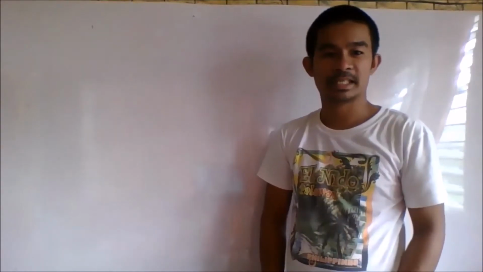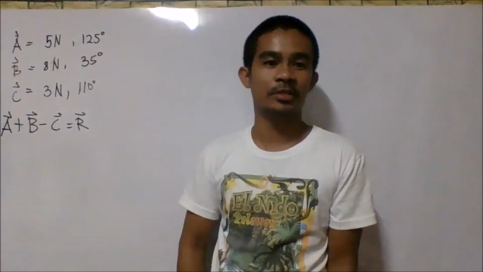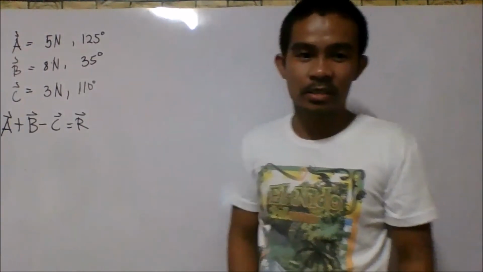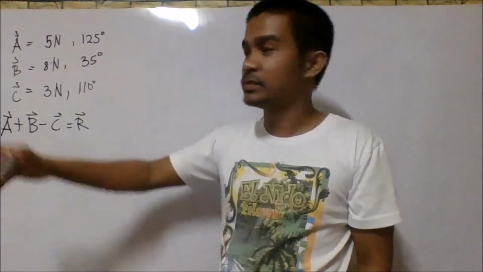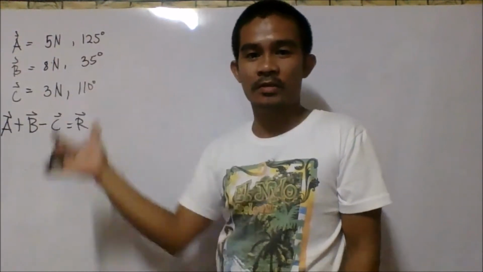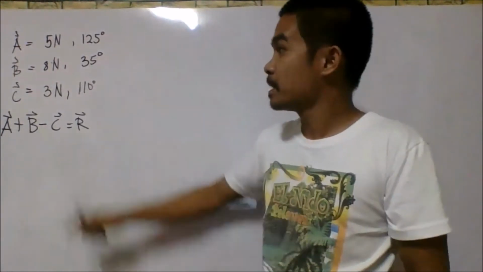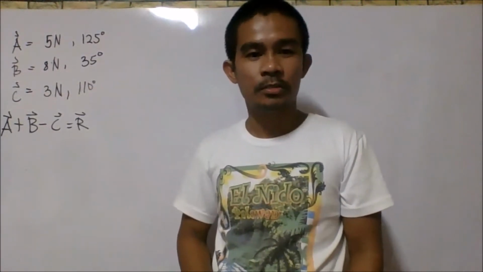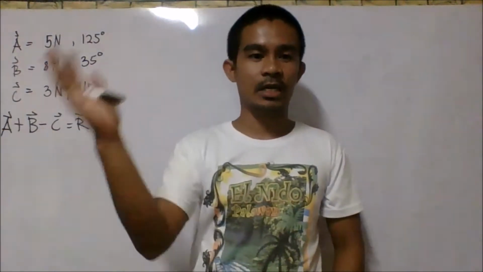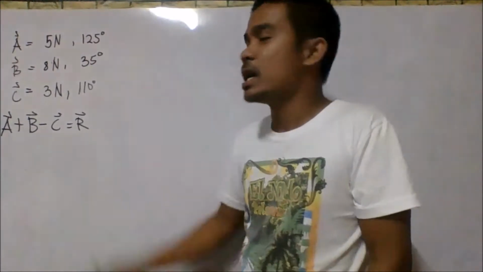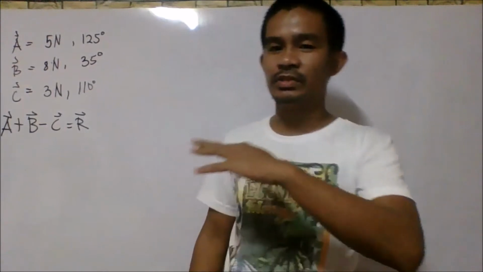Now, let us have an example of adding vectors using their components. Suppose these are the given vectors. We have vector A, whose magnitude is 5 Newton, and it is 125 degrees counterclockwise from positive x-axis. We have vector B, whose magnitude is 8 Newton, and 35 degrees from positive x-axis in counterclockwise direction. And vector C, which is 3 Newton, and 110 degrees from positive x-axis.